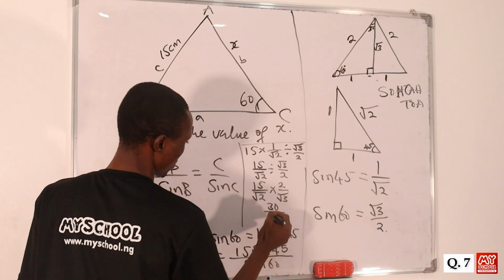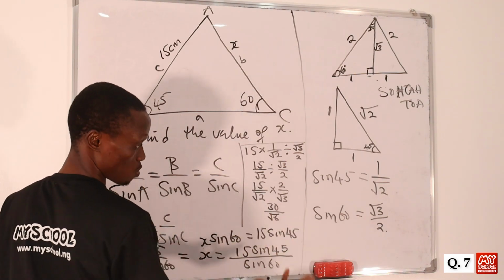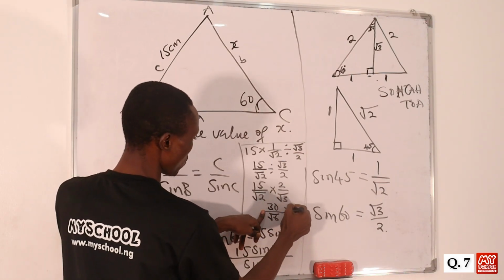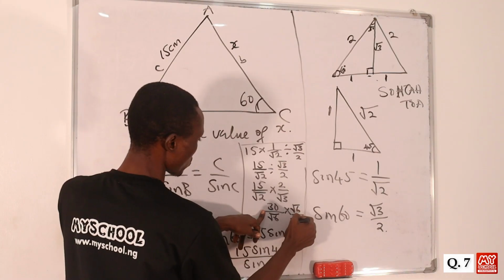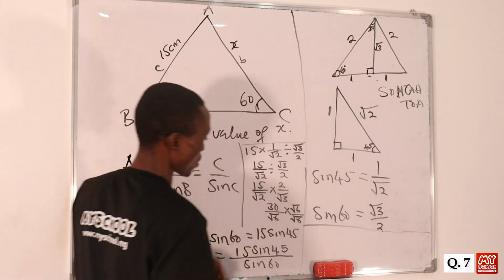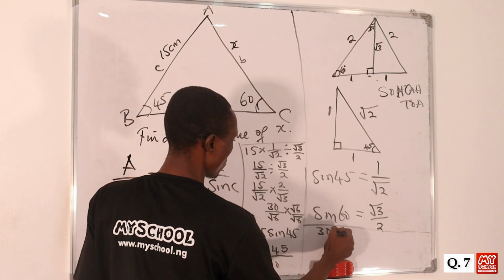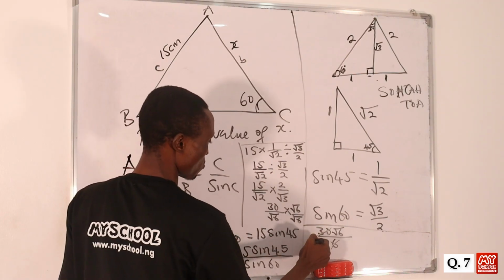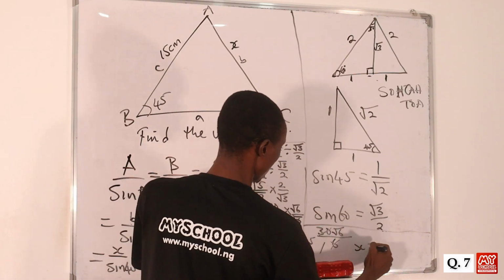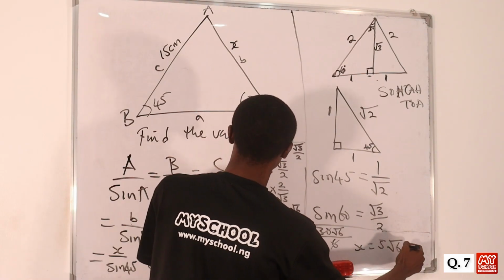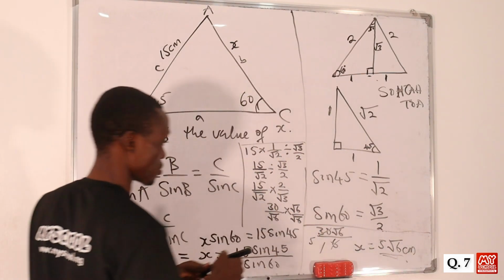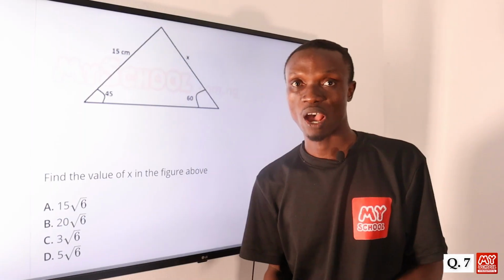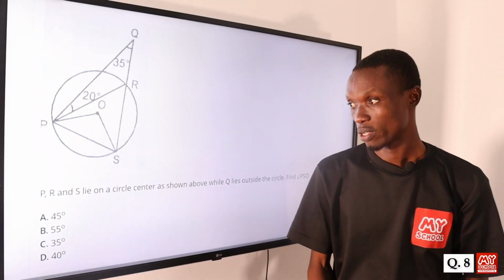So we have to rationalize the denominator. To do that, we multiply both the numerator and the denominator by root 6. Then we'll be having 30 root 6 all over 6. So 6 here is 1 and 30 here will be 5, so the value of x is equal to 5 root 6 centimeters. So let's return to the screen to pick the correct answer to this question, and that is option D, 5 root 6.